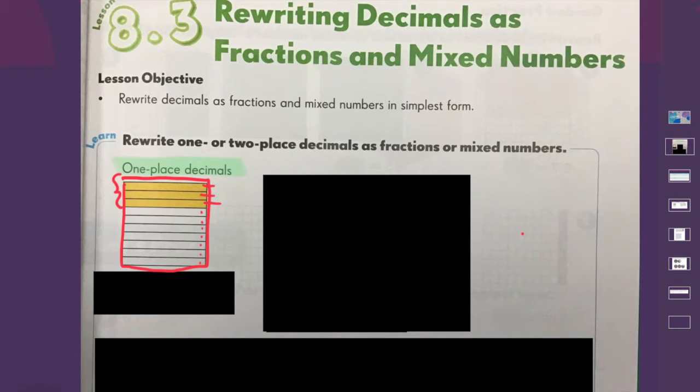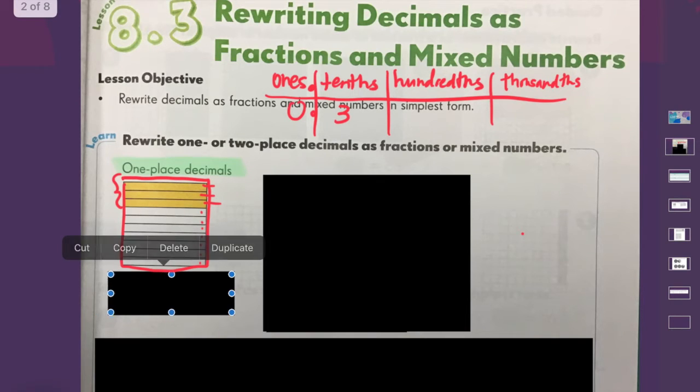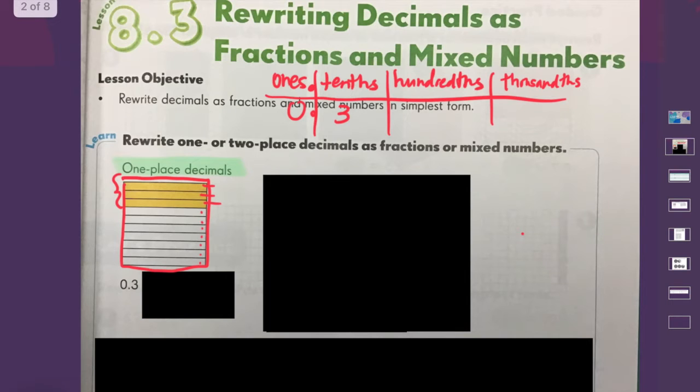Remember, 10 of these longs make up the whole, so we're dealing with tenths. And if we remember our place value with decimals, it goes ones, and then our decimal point, tenths, hundredths, and then thousandths. So 3/10, if we put that in our place value chart, it would be 0.3. So the decimal is 0.3.